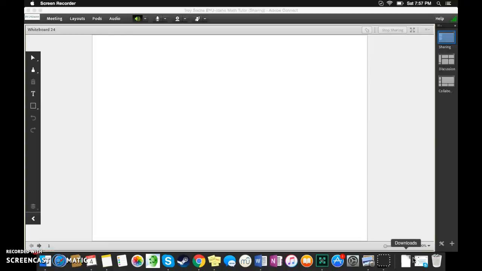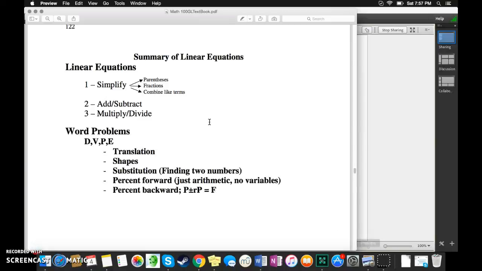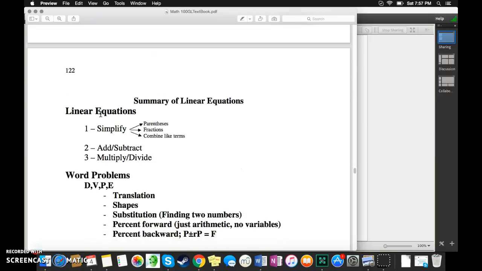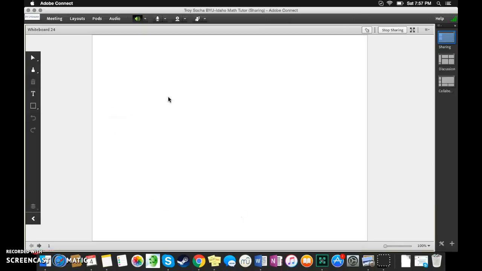Alright, so this video is on linear equations, and what I'm going to talk about today comes from this section. It's page 122 in the book. Just this first section called linear equations, where we simplify, add, subtract, multiply, and divide. So this looks opposite from the order of operations, and here's why.